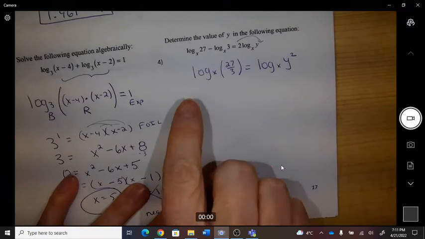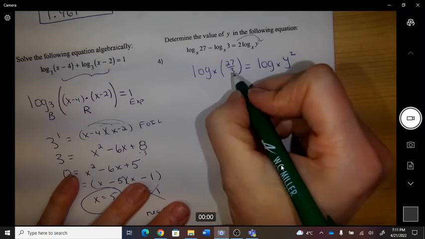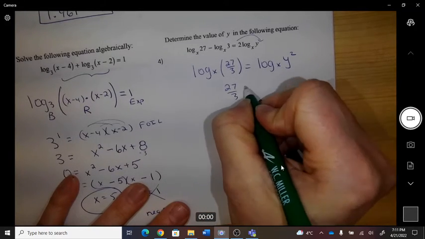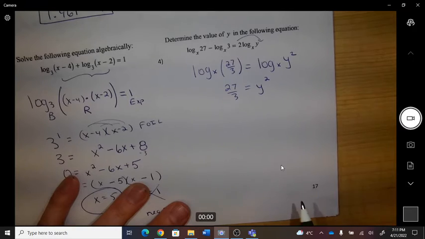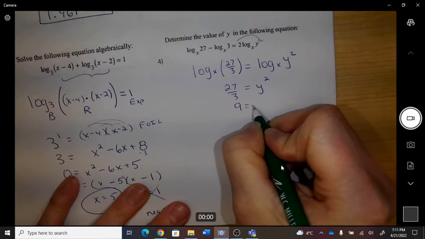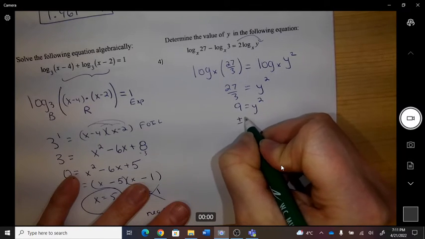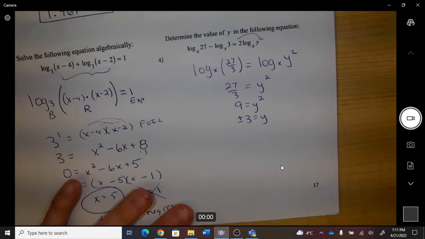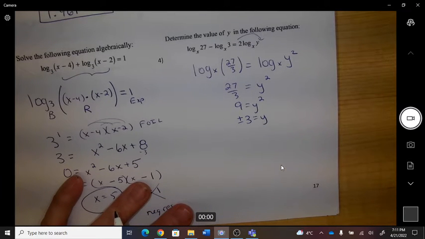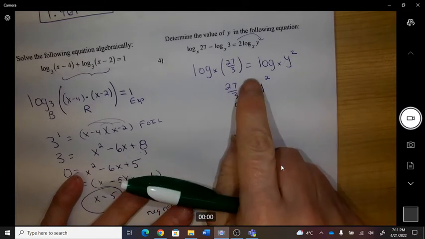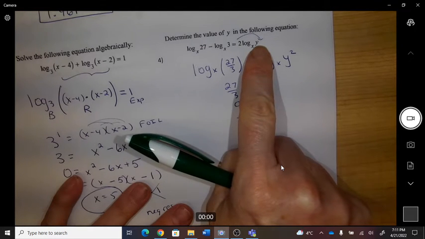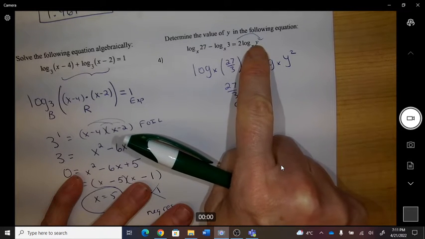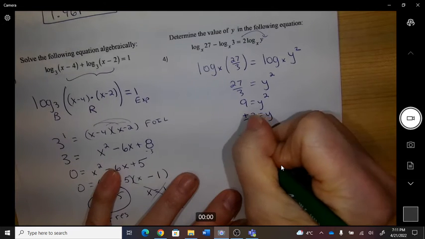So now, since that's the same and that's the same, I'm going to conclude that this will equal that. So 9 equals y squared, therefore y equals plus or minus 3. And I cannot have negative 3 because that would cause that result to be negative.